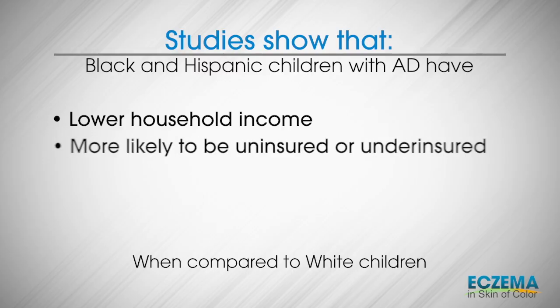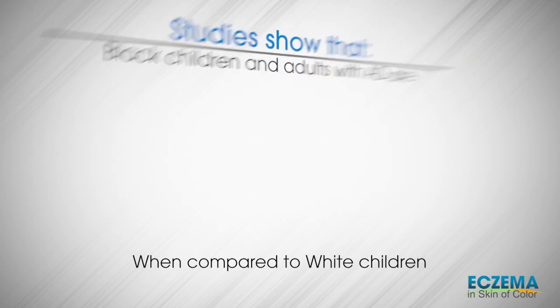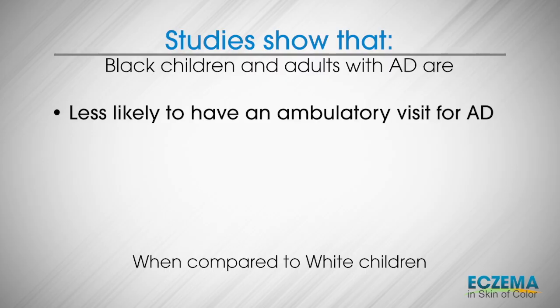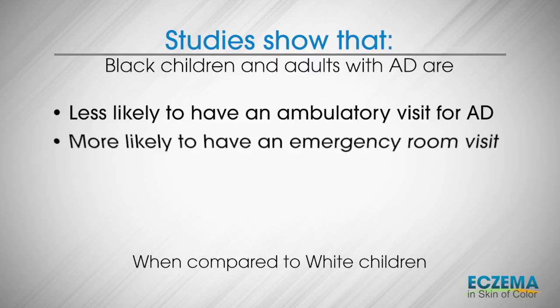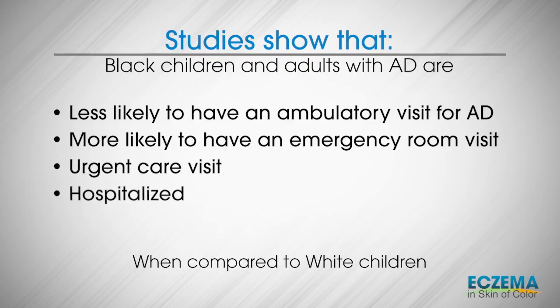Black and Hispanic children with atopic dermatitis have also been shown by studies, compared to Caucasian children, to have a lower household income, be more likely to be uninsured or underinsured, and report insufficient time during the patient-physician encounter. Black children and adults with atopic dermatitis are less likely to have an ambulatory visit for atopic dermatitis and more likely to have an emergency room visit, an urgent care visit, or be hospitalized for their eczema. Lower income and lack of private insurance alone do not account for all of the racial and ethnic disparities observed in atopic dermatitis. So as you can see, diagnosing atopic dermatitis, especially in skin of color, is challenging.